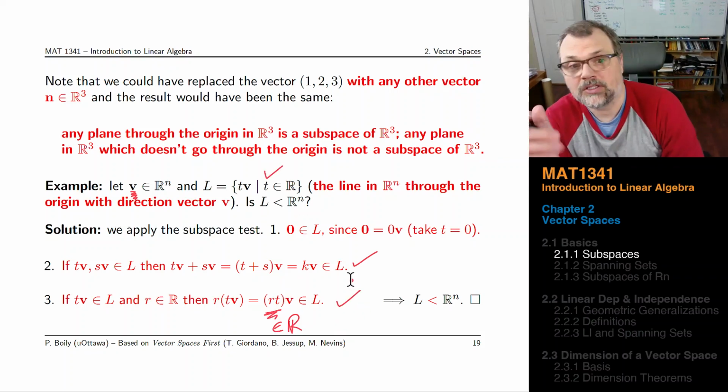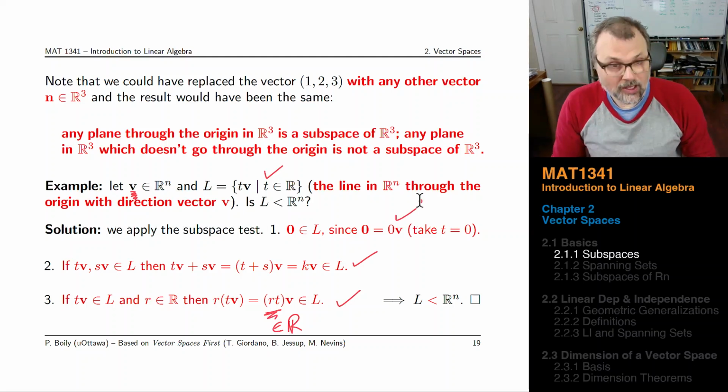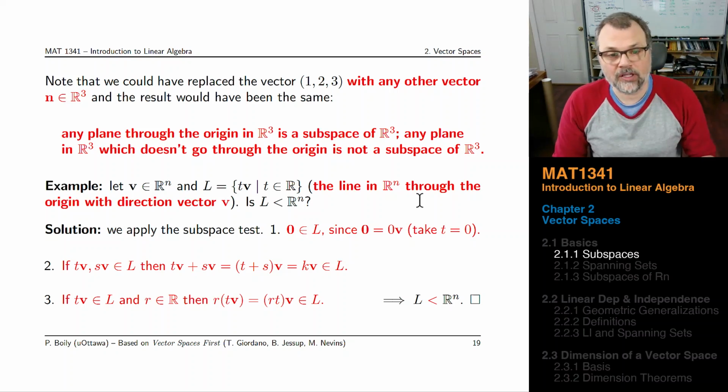So the three subspace test conditions are satisfied. The line L, which is a line in Rn through the origin with direction vector v, is a subspace of Rn.